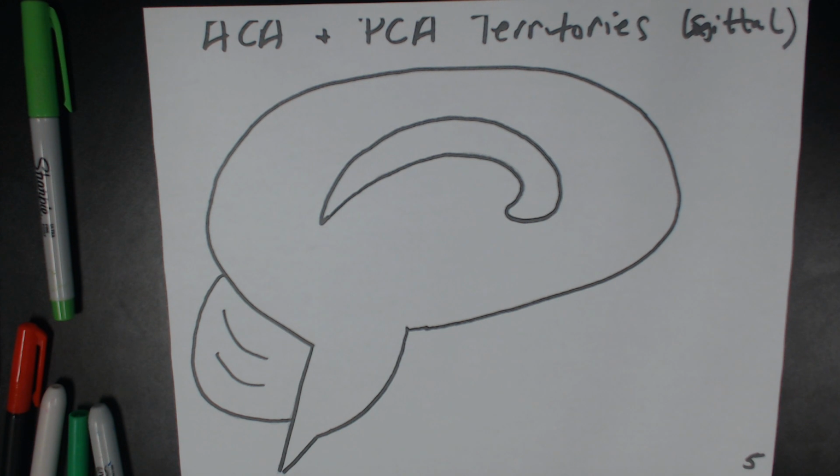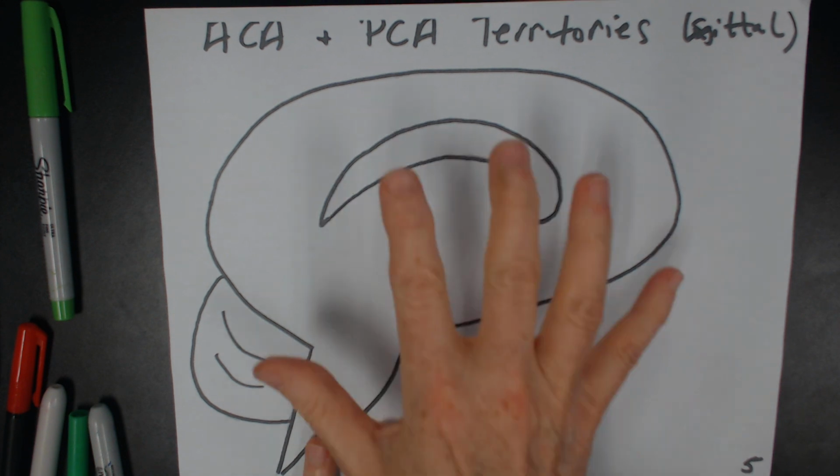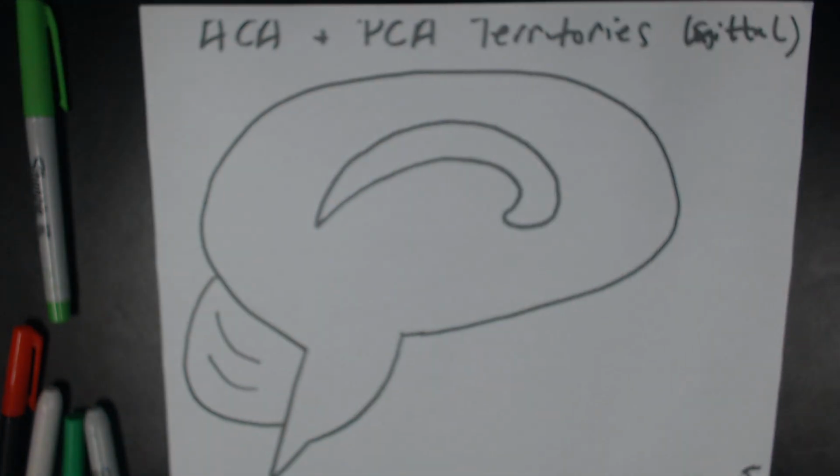So anytime I have a stroke, if a part of my brain is affected on the left side, I would expect signs and symptoms of the patient to be on the right side. Okay, just an important thing to know. So it's contralateral. Having said that, let's look at the ACA and PCA territories.